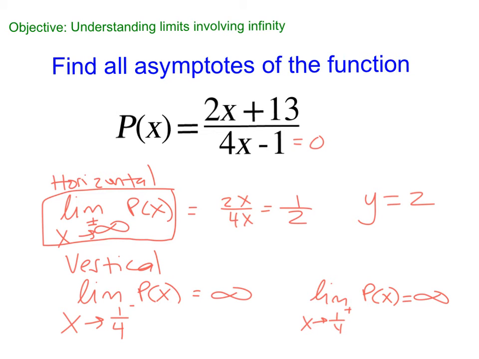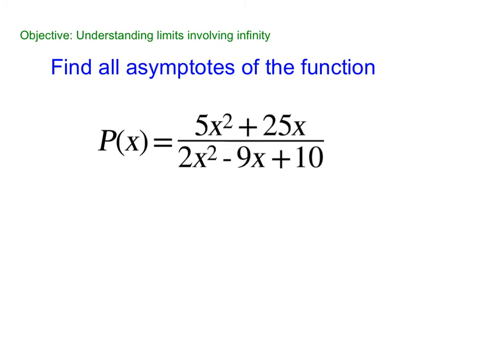Actually, one of them's negative. If I plug in 0, it's negative infinity. Just kidding. So because the limit approaches infinity at that point, x equals 1/4 is your vertical asymptote. So that's our calculus method.